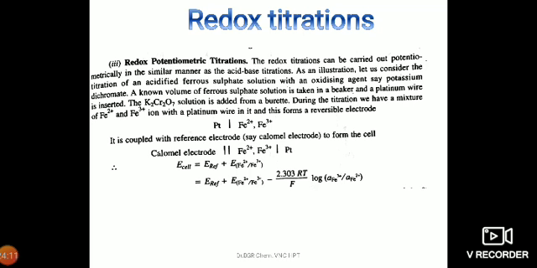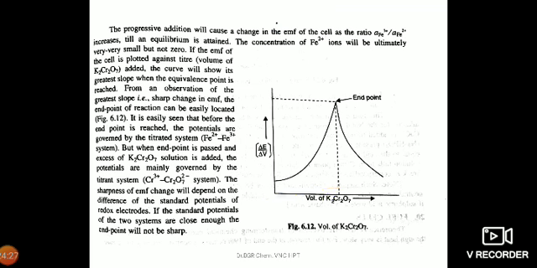Therefore, we can write down the EMF of the cell by using the Nernst equation as E equals E reference plus E of Fe2+ | Fe3+ minus 2.303 RT by F into log of activity of Fe3+ by activity of Fe2+. The progressive addition will cause a change in the EMF of the cell as the ratio of activity of Fe3+ to activity of Fe2+ increases till an equilibrium is attained. The concentration of Fe2+ ions will ultimately be very small but not zero.